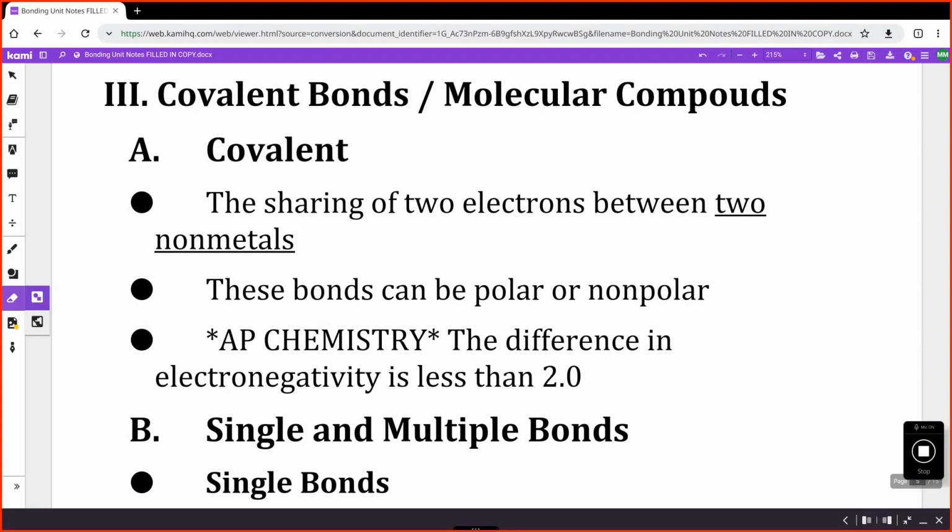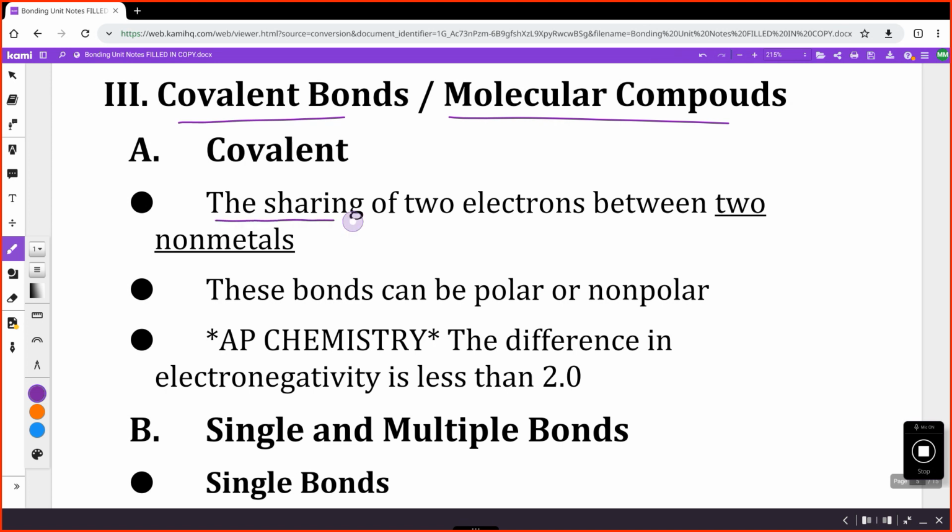The next type of bonding we're going to talk about in our unit is covalent bonding. Covalent bonding can also be referred to as a molecular compound, or we could say molecular compounds have covalent bonds, or covalent bonds make up molecular compounds. The two words are interchangeable in terms of what type of bond they have. So a covalent bond is different from an ionic bond because in a covalent bond, we're sharing electrons.